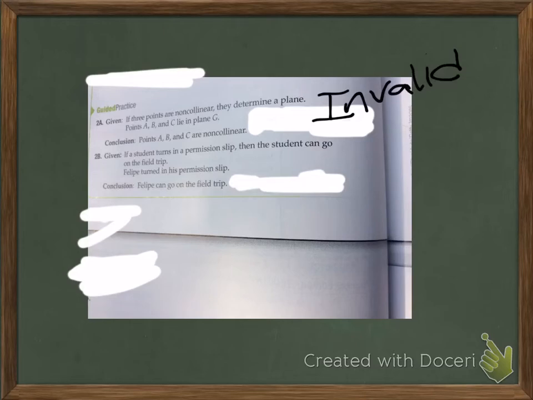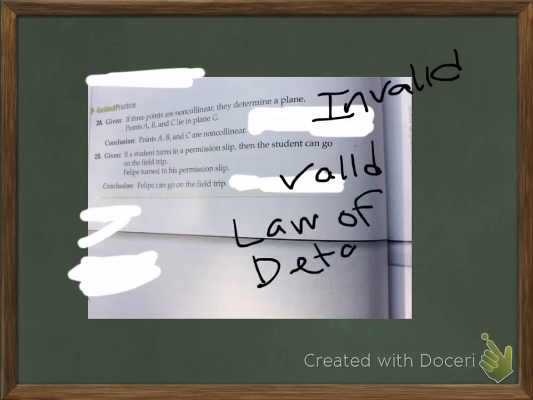Now 2B, we need to determine whether this is valid. It says if a student turns in a permission slip, then the student can go on the field trip. Well, Philippe turned in his permission slip, so the conclusion is Philippe can go on the field trip. That is definitely valid, and it's the law of detachment. Because with detachment, you have the hypothesis and you have the conclusion. So if you are given that the hypothesis is true, you can conclude that the conclusion is true.